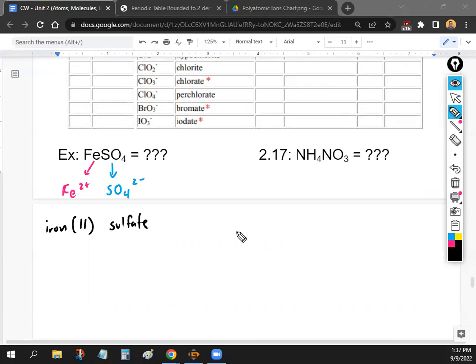All right, I'll give you guys like 30 seconds to do 2.17. Should be pretty quick. What is the cation in this molecule? The cation is ammonium, NH4, saw that earlier, so it's going to be ammonium. The anion, the -1, is nitrate, so we just write ammonium nitrate. That's it, super simple.